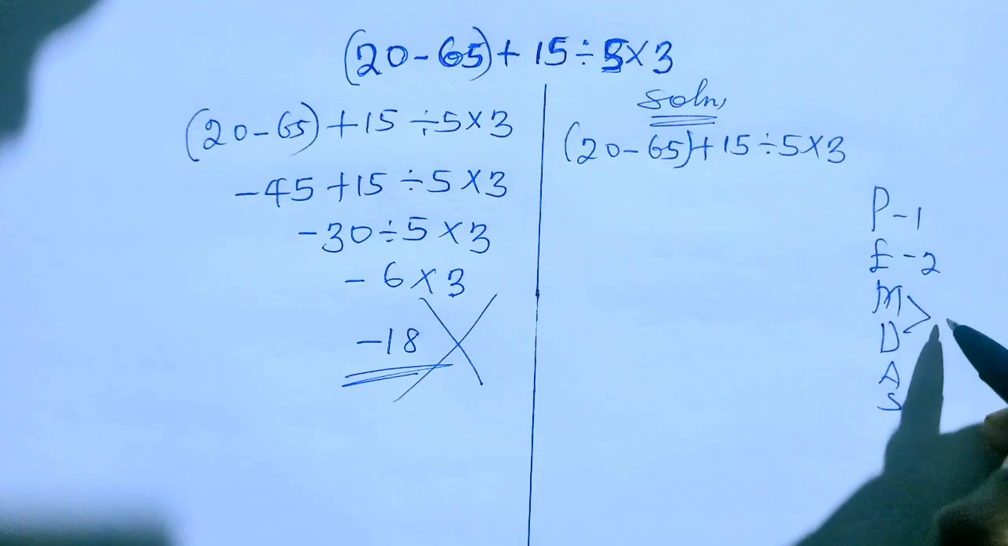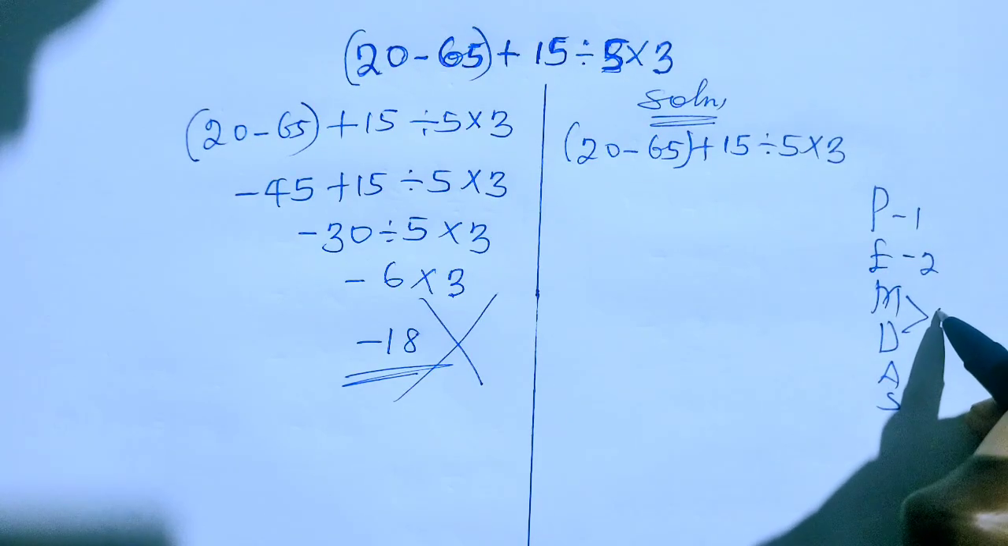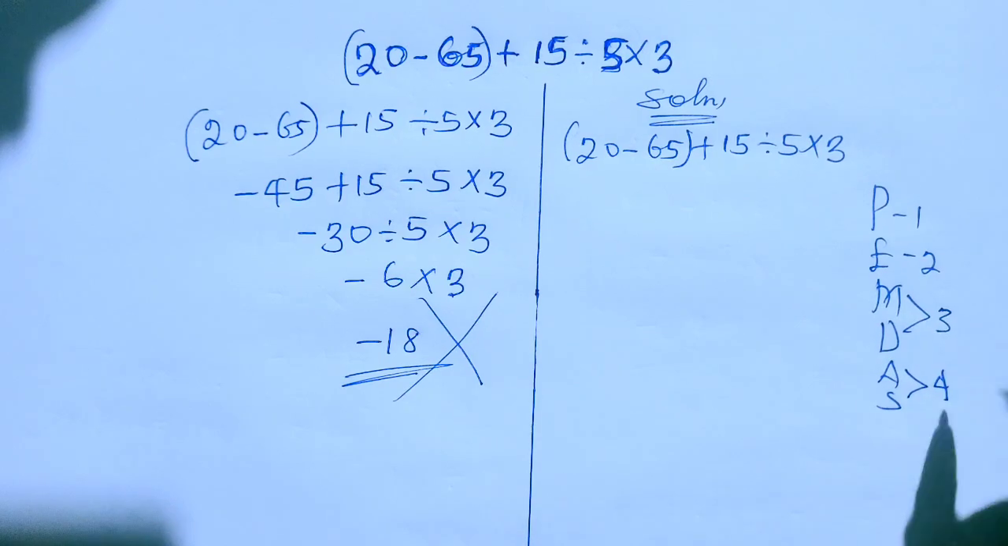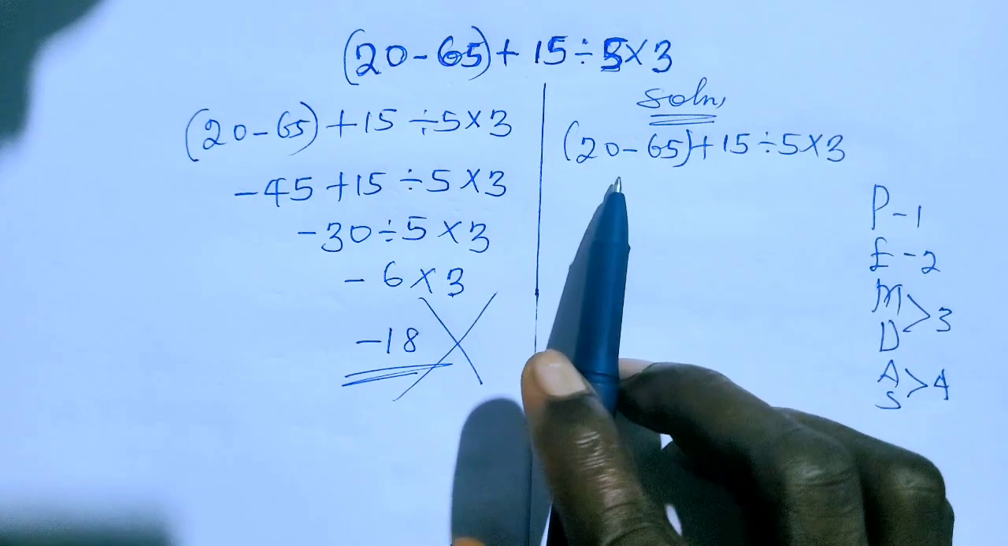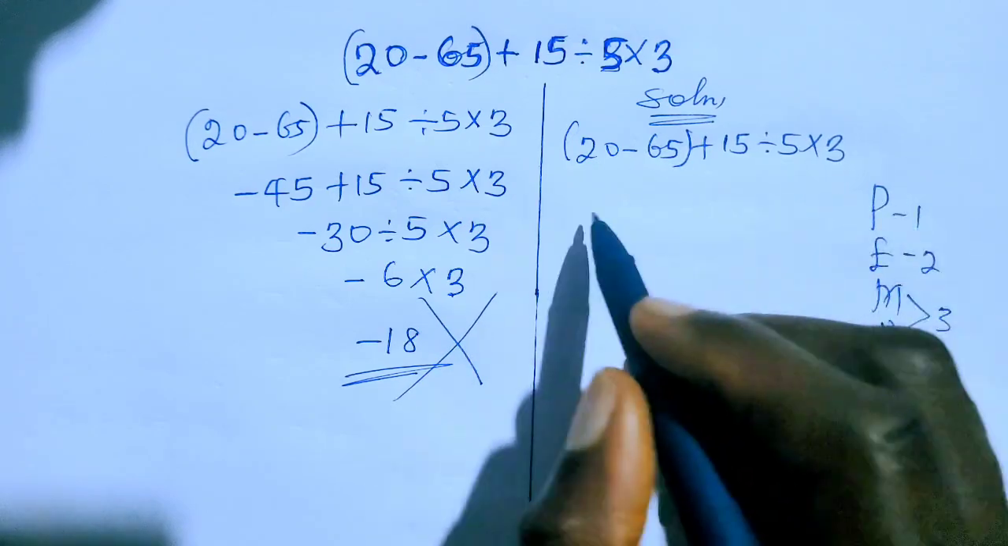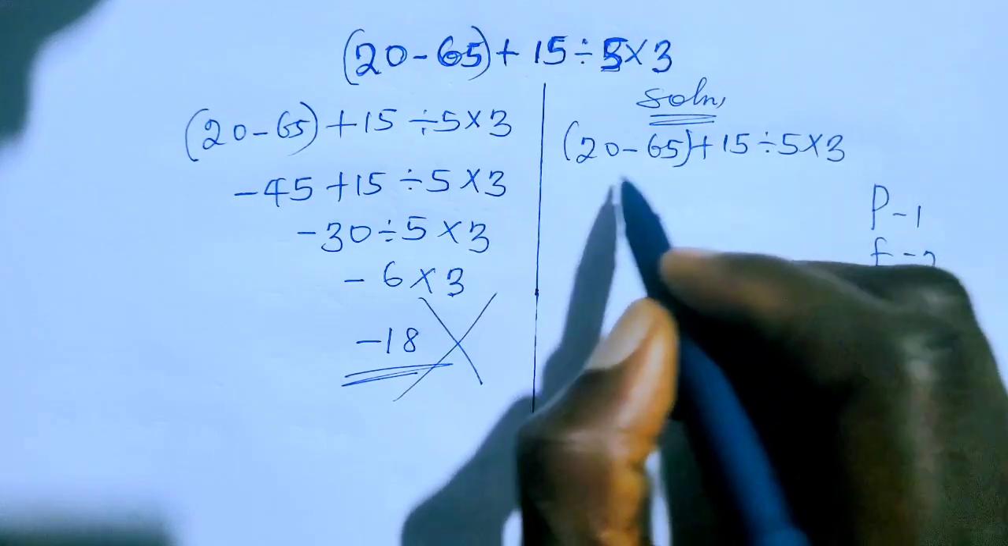Right here, multiplication and division have the same precedence. Addition and subtraction have the same precedence. Then right here, we are going to consider the parentheses first. That is this. And we are going to simplify the term inside the parentheses.